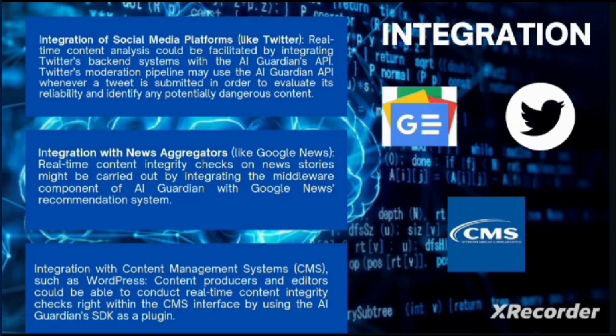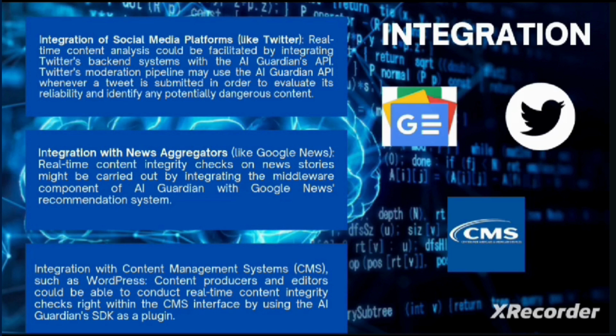When it comes to integration with news, you can take the example of Google News. Checks on news stories can be carried out by integrating a middleware AI Guardian in the middle, before the data gets posted onto the Google News section. You can create a middleware AI Guardian system which verifies the data being posted.